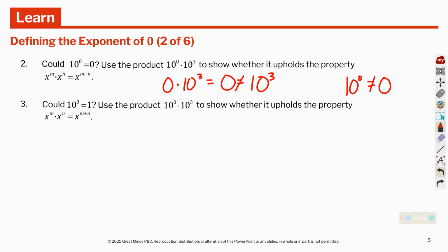Number 3 says, could 10 to the 0 equal 1? This is supposed to come out to 10 to the third. If I replace 10 to the 0 with 1, 1 times anything is itself. So 1 times 10 to the third is 10 to the third. This works. So that means 10 to the 0 power does equal 1.